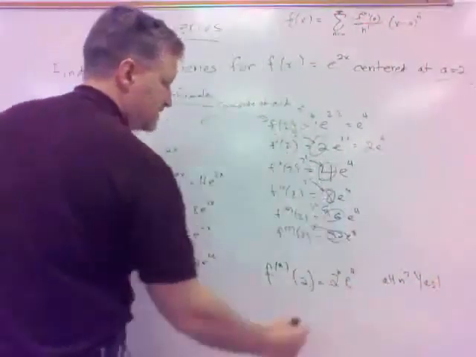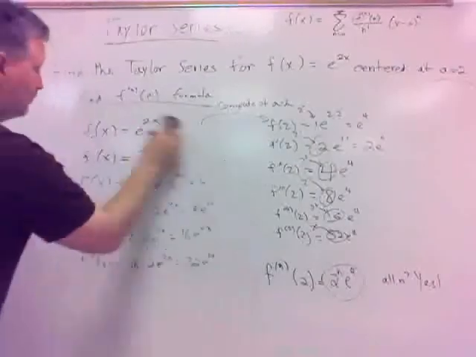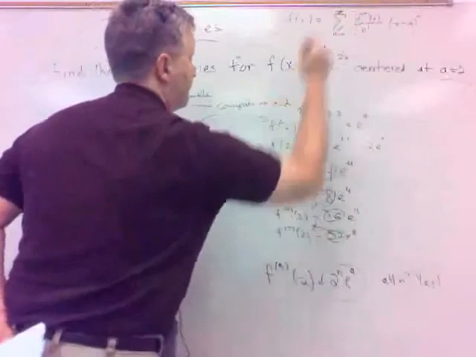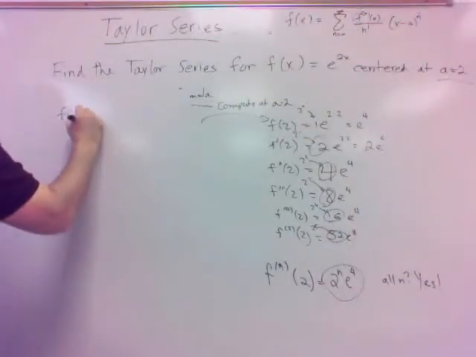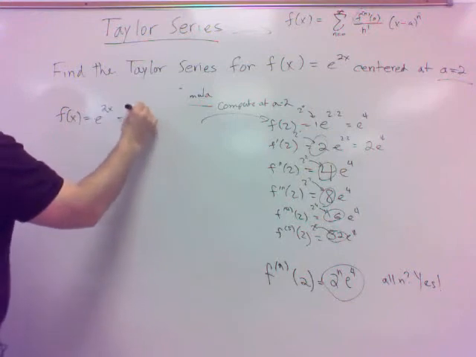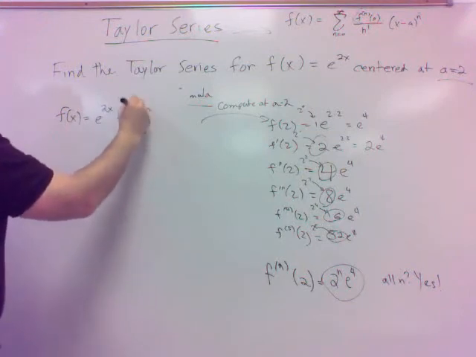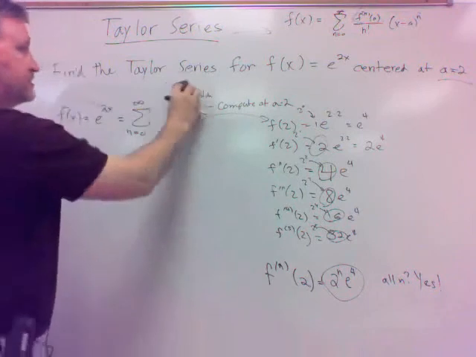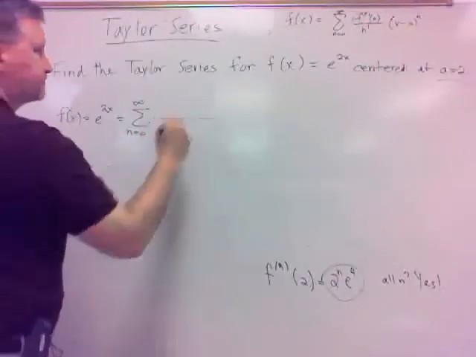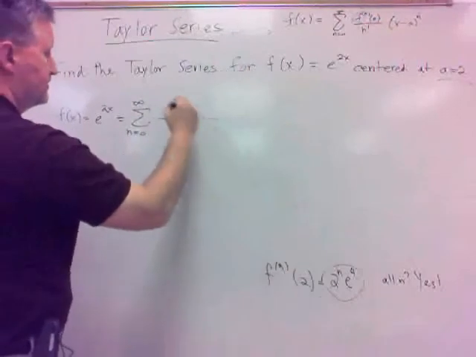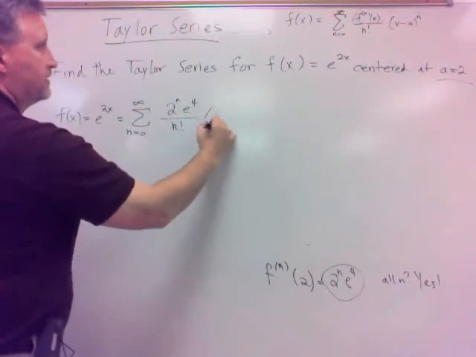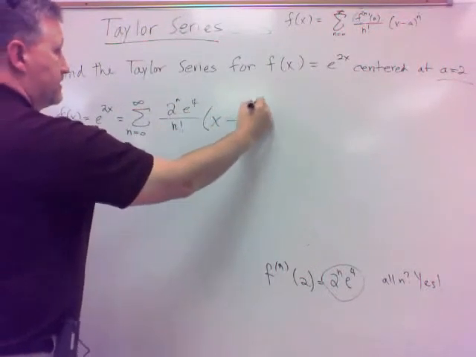We're good to go. So this is my nth derivative formula at 2, so I can plug that into my Taylor series. Right there. So my f of x, e to the 2x, is going to be the Taylor series. I can go from n equals 0 to infinity for that one. The formula works for all of them. Okay, so that would be 2 to the n e to the fourth over n factorial, times x minus a, which is x minus 2, to the nth.